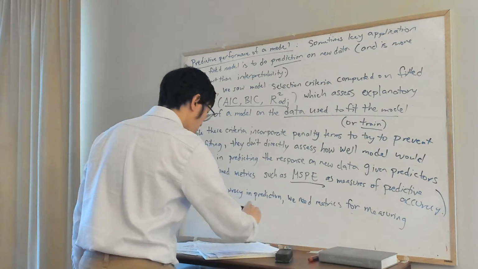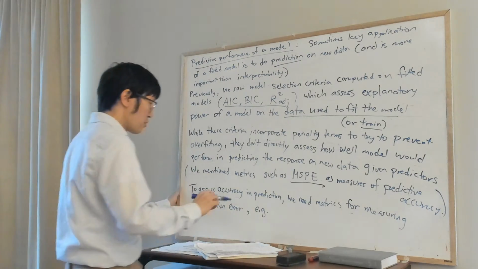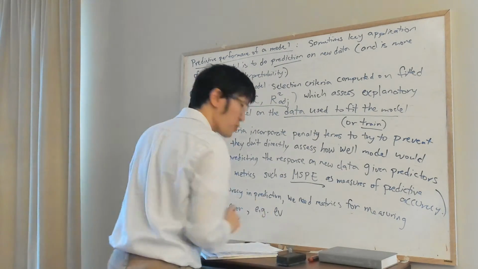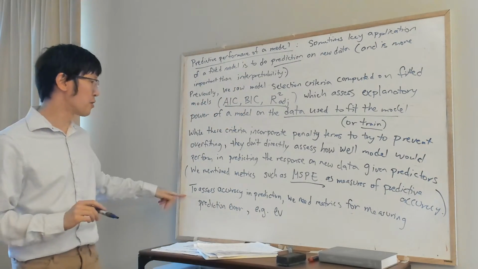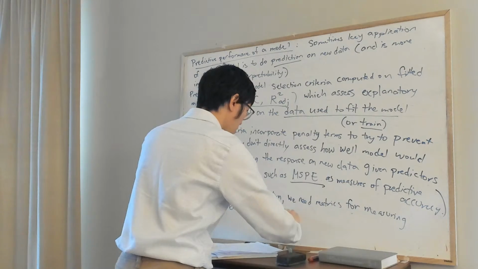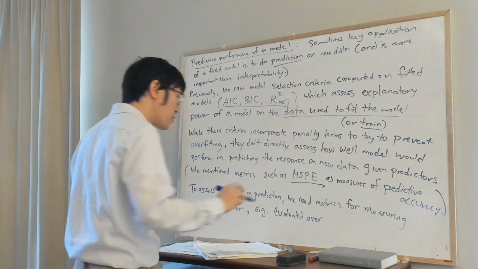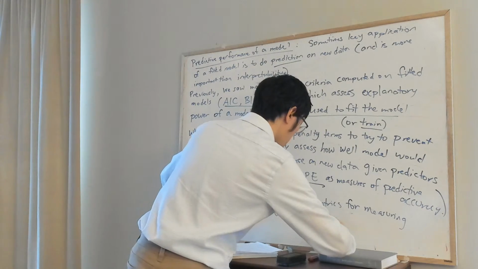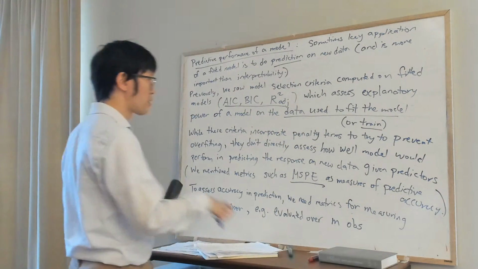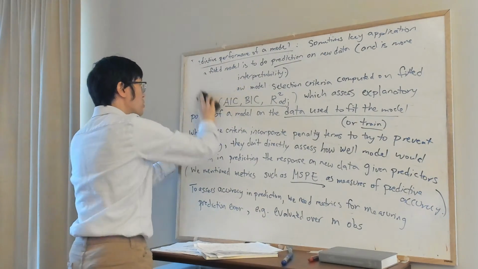Specifically, for example, we can list some metrics. Say we have a bunch of observations that we can use to calculate these metrics. So for example, we evaluate this over, let's say we're given m observations. What do some examples of these metrics look like?